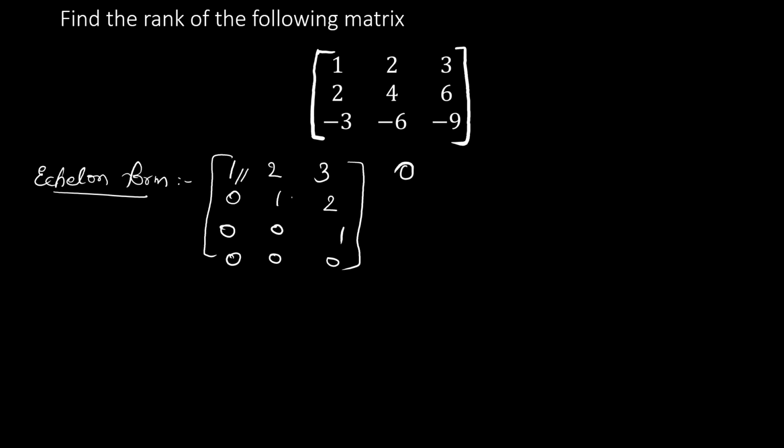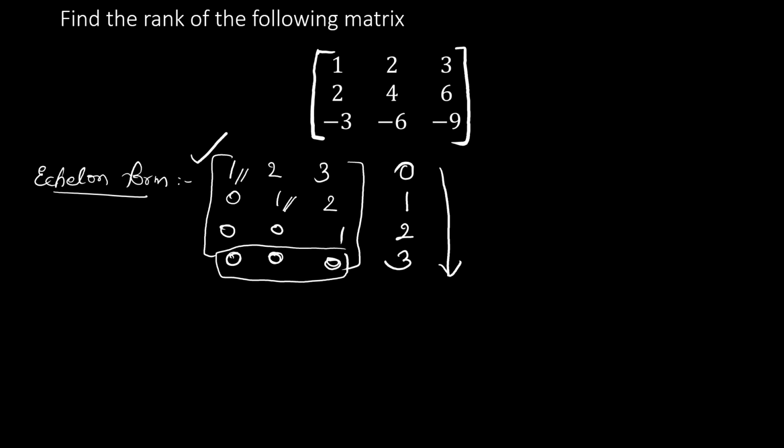In the second row, this is the first non-zero element and there is one 0 before it. Therefore, the starting zero count is 1. In the third row, the starting zero count is 2, and the last row is a zero row, with 3 zeros. So the number of zeros is in increasing order. And also, all the zero rows come at the last. Therefore, this matrix is in echelon form.